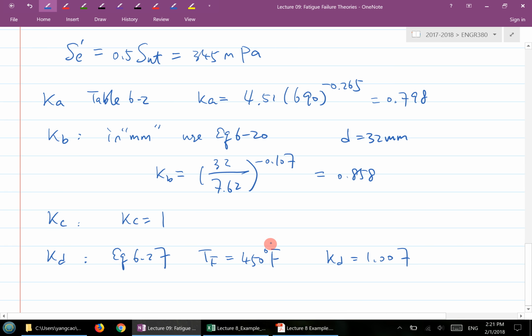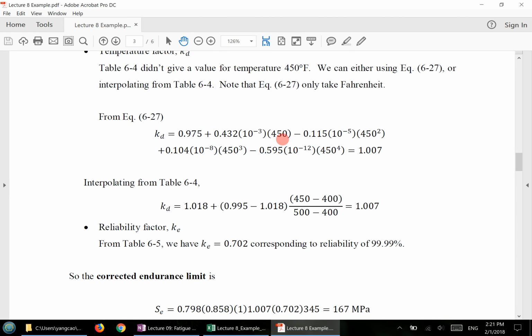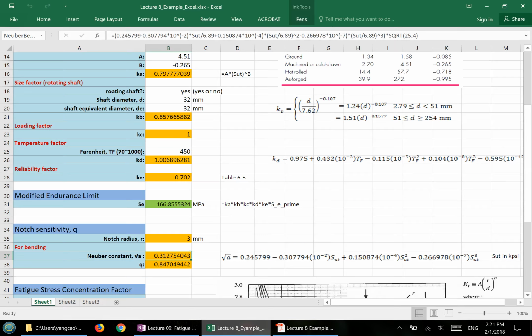For that equation, you see 450 in each place, and everything else is constant. You can also use table 6-4, but you probably have to do an interpolation. I'll give you the Excel file; I have it programmed here, so basically you can just plug it in and you get the Kd, right?